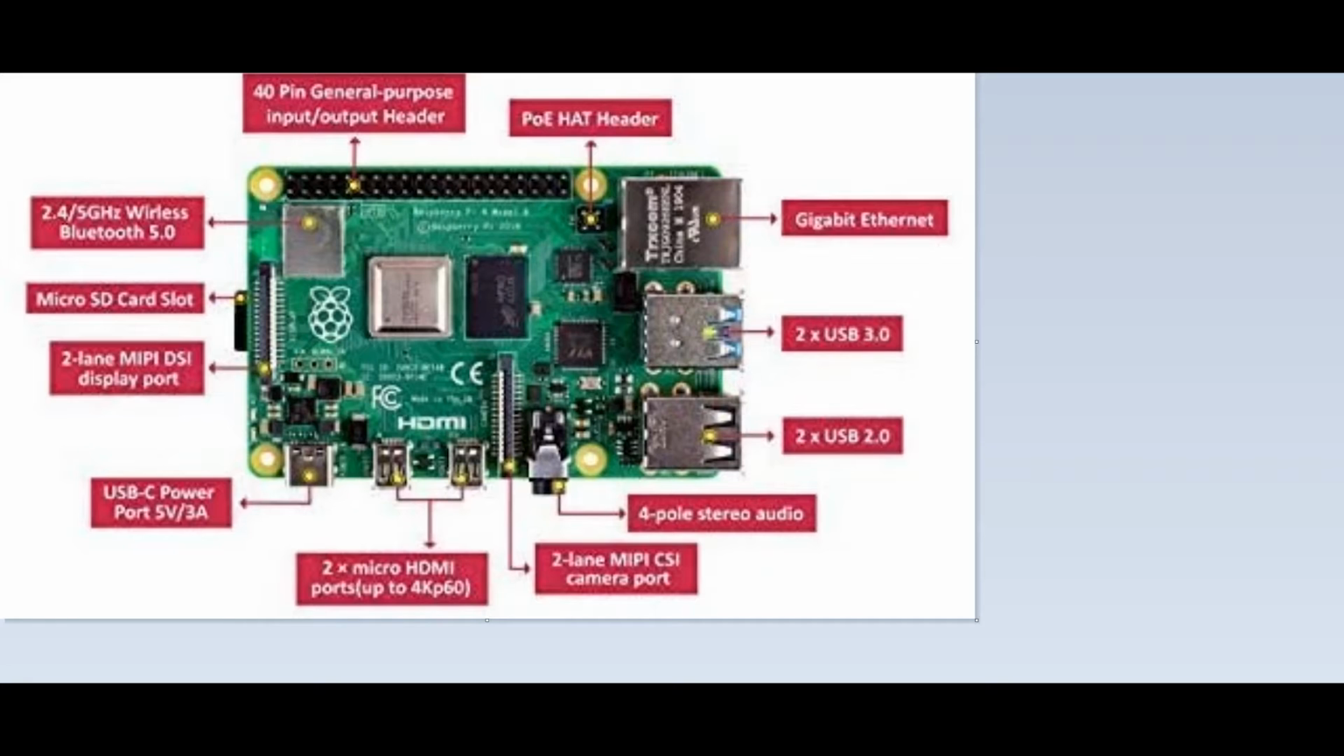Raspberry Pi 4 contains a 40-pin general purpose input-output port, gigabit Ethernet port, 2 USB 3 ports, 2 USB 2 ports, 4-pole stereo audio, 2 micro HDMI ports, USB-C port for power supply. This is very interesting, and make sure that the power supply is driving this motherboard with at least 3 amps. So it should be capable of delivering at least 3 amps at 5 volts. And we have the micro SD card slot.